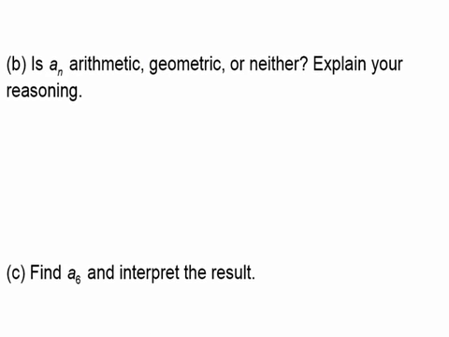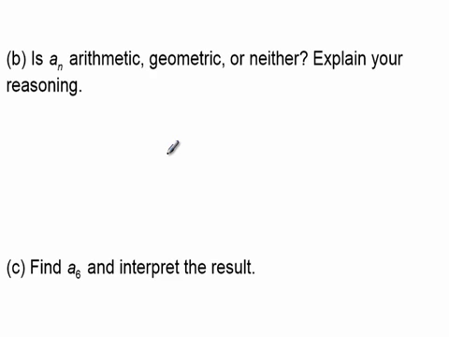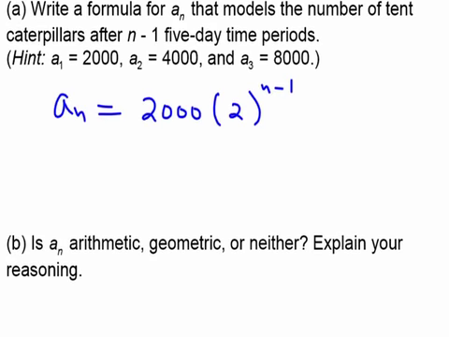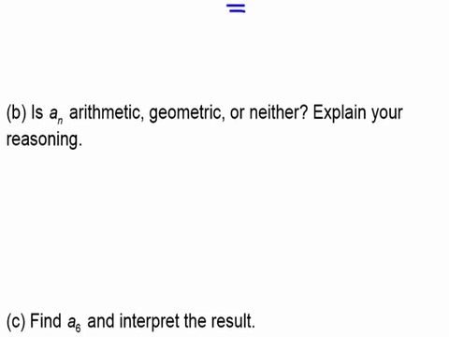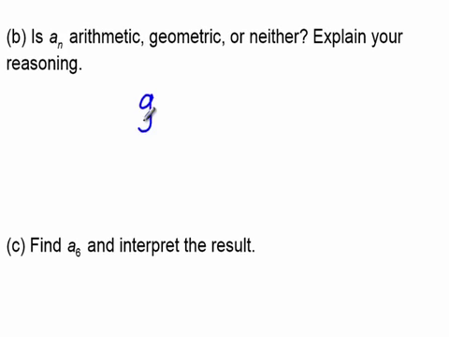Part B: Is A sub n arithmetic, geometric, or neither? Explain your reasoning. Well, since we have this common ratio of 2, then this would be an example of a geometric sequence.